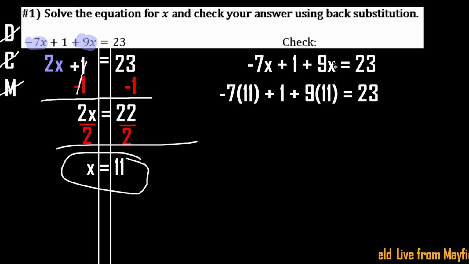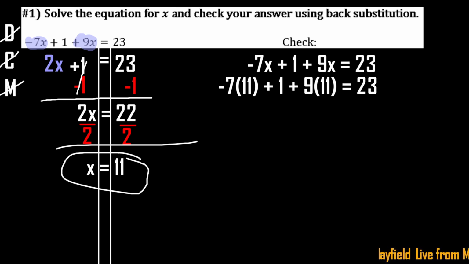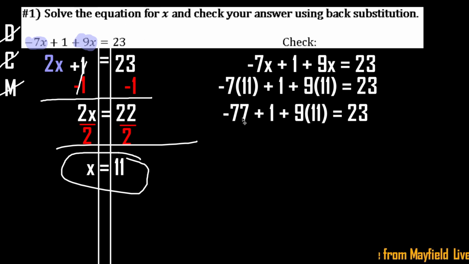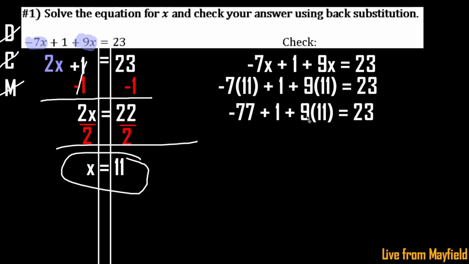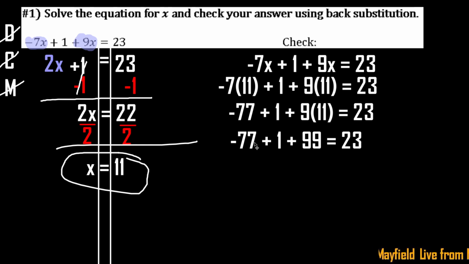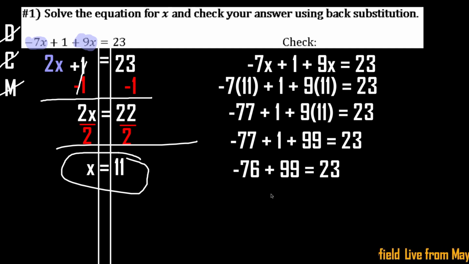Again, you can use your order of operations to simplify. And so we're going to do that: negative 7 times 11 is going to be negative 77. Everything else stays the same. And then we can do 9 times 11, which is going to be 99. And then from left to right, we have addition and subtraction, but we're going to do that negative 77 plus 1 is going to be negative 76. Everything else comes down. Again, the whole time we're asking, is this equal to 23? Well, very simply, you note that you do end up with the right answer, since negative 77 plus 99 does equal 22.